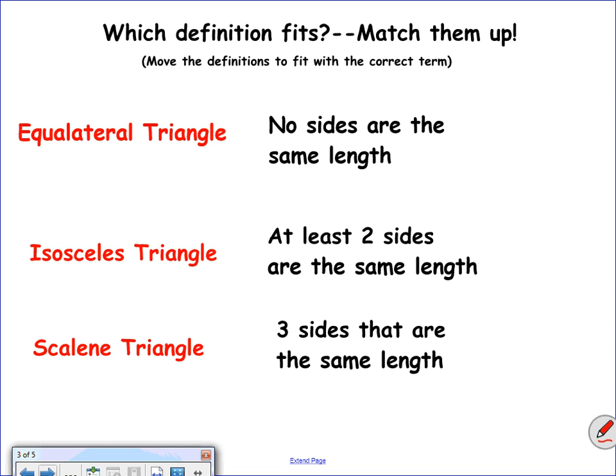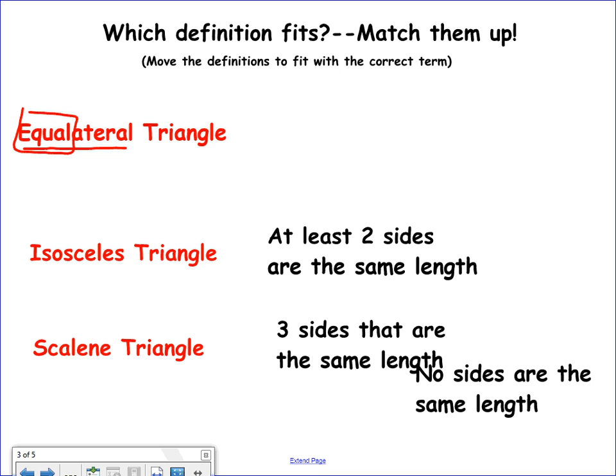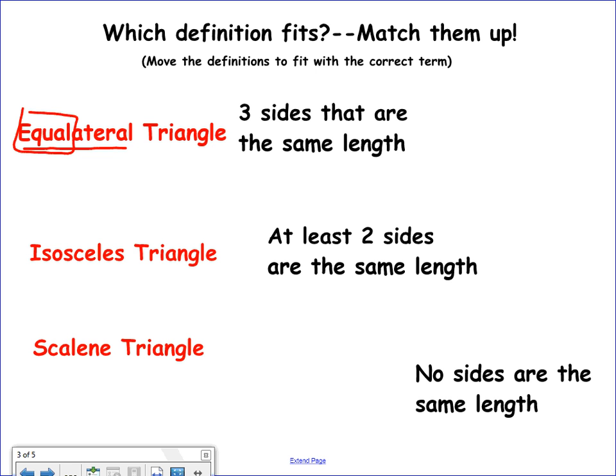Here are the three types of triangles you're working with today. You're working with an equilateral triangle, an isosceles triangle, and a scalene triangle. The easiest one of all three is the equilateral triangle because we see the word equal in there. With the word equilateral triangle, we know that all the sides and all the angles are exactly the same. So that puts three sides that are the same length.